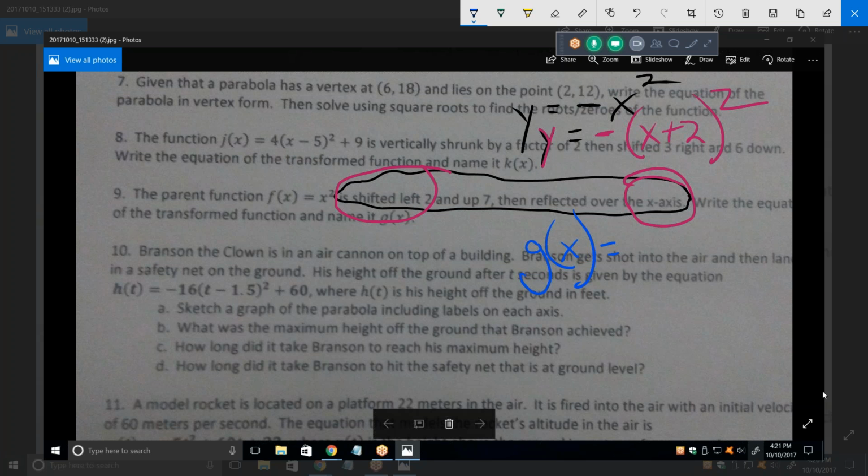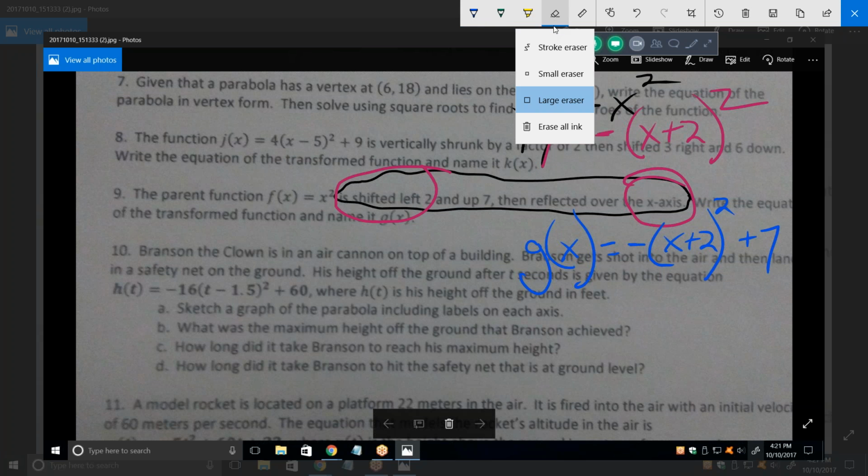What's the final answer that they want? Write the equation and name it g of x. So g of x equals negative, parenthesis x plus 2, parenthesis squared, plus 7. Yeah. And obviously the parentheses here is extremely important. Right. Always need that, regardless of what you're pretty much doing. All right. Let's go to the next one.